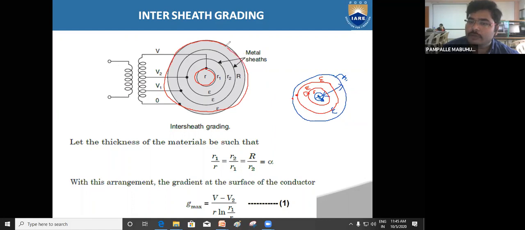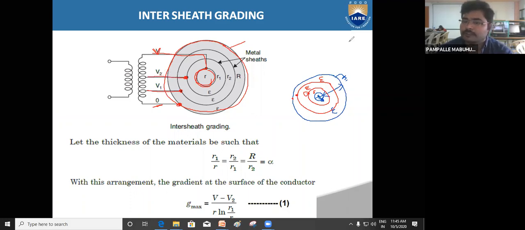If you consider only the conductor and outer sheath, the outer sheath will be connected to ground. So this outer layer will be at 0 potential, and your conductor will be at a voltage of V, the operating voltage. Now when you use intersheath grading, you are going to use intersheath metallic sheaths inside the insulation. Each intersheath will be connected to a different voltage. This layer will be maintained at a voltage V1, and this will be maintained at a voltage V2.